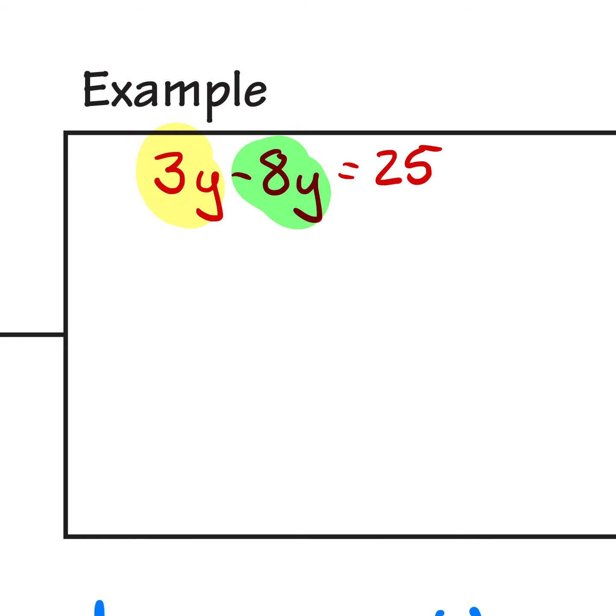Signs are different, so we would subtract. What's 8 take away 3? 5. Who's the bigger number? 8. So 8 happens to be negative, so it's going to be negative 5y equals 25.